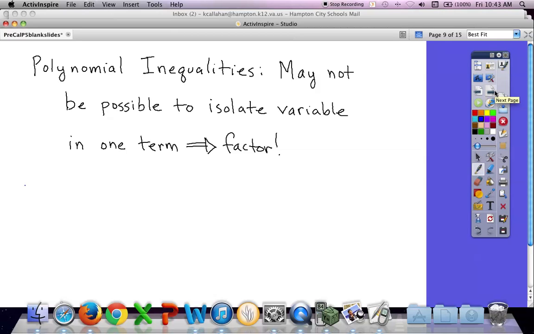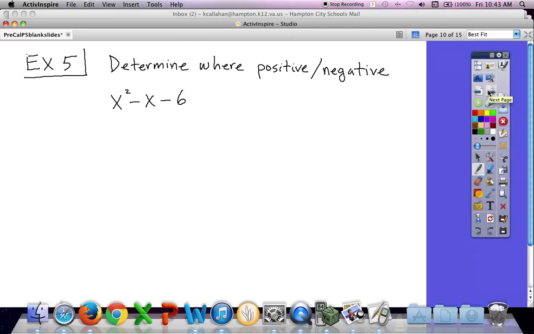Okay, so polynomial inequality: if we can't isolate the variable because it's in too many terms and they cannot be combined, factor. So, for example, this is example 5. It says determine where this expression is positive or negative. You can't isolate the x because it's in two different terms and they're not like terms. So what you can do is you factor.